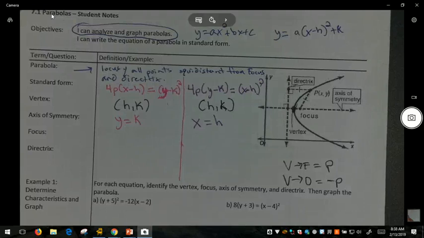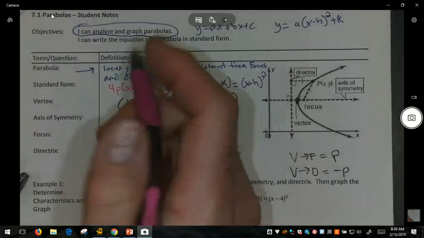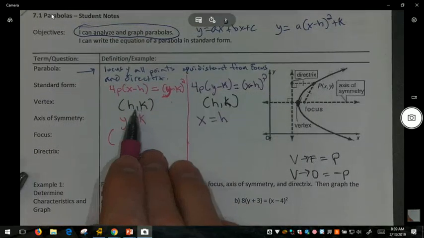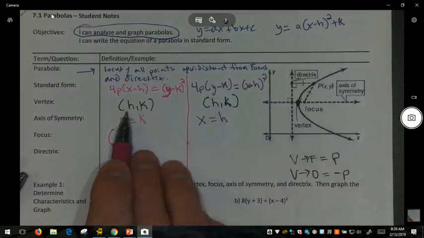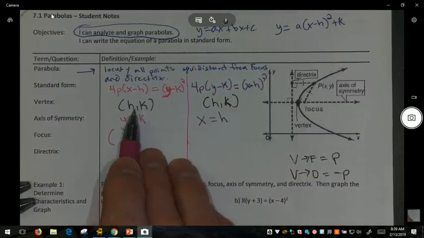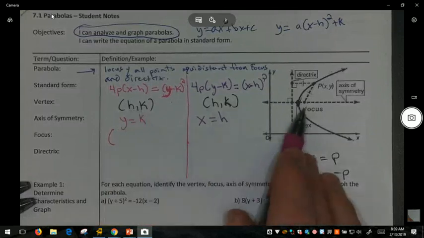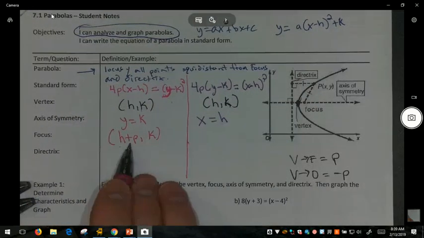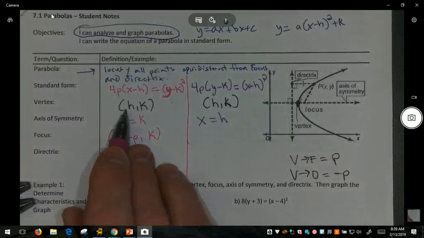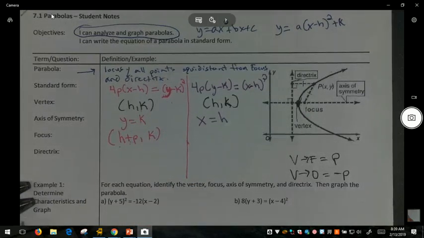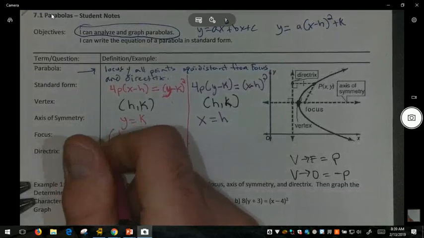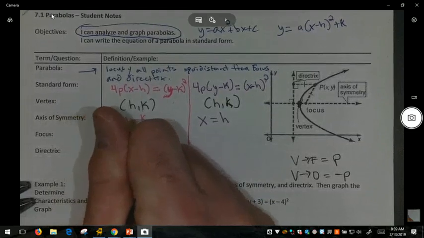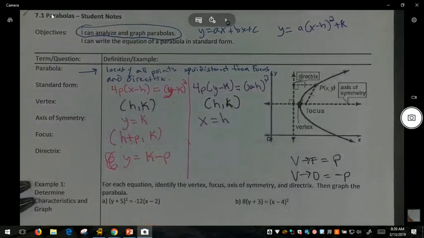To find the distance from the vertex to the focus, in this case this opens to the right or the left, but p will be negative if it's to the left. So since it's opening to the right, it'll be h plus p. p is going to change the x coordinate of the vertex for it to open left and right. And the directrix will be y equals k minus p. We'll see some examples of this in a second.